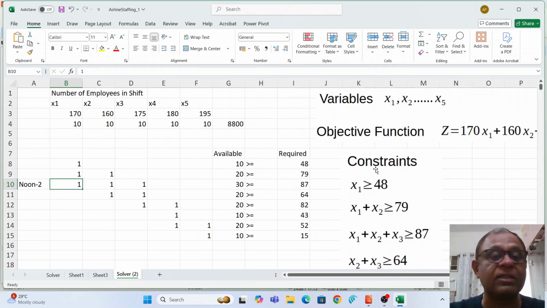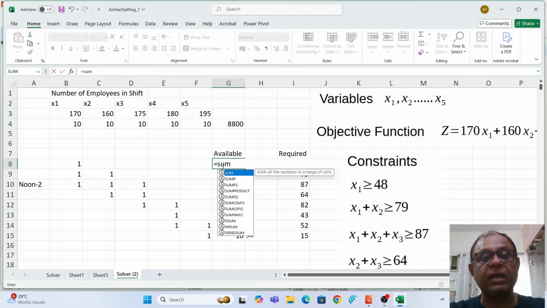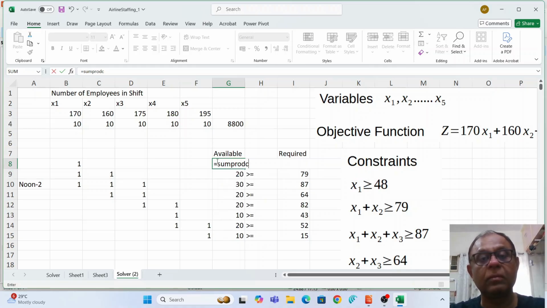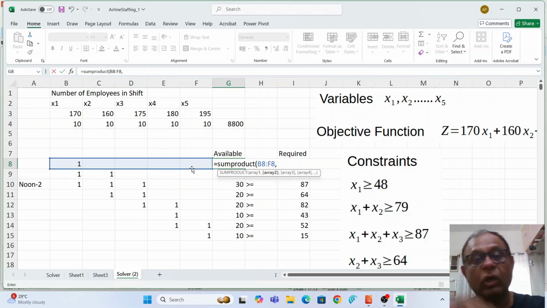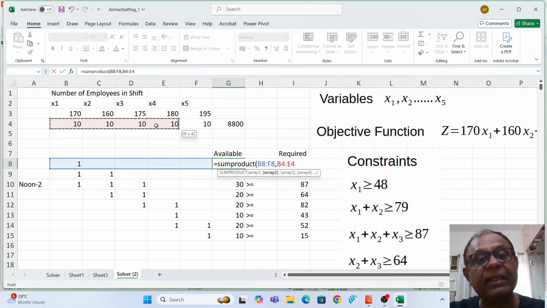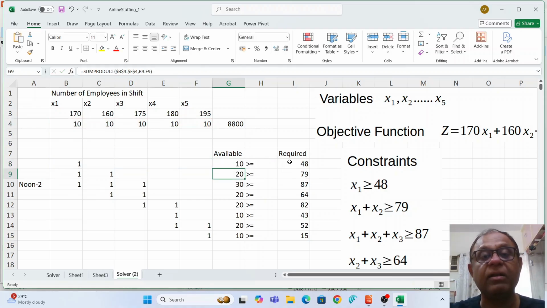The constraints were also discussed earlier. So we just enter 1. And then in this row, what we do is we write SUMPRODUCT. Then copy down this entire row, and then select this entire row, that is the value of the variables. Select it once again and press F4, function F4. So this will make it an absolute cell reference.